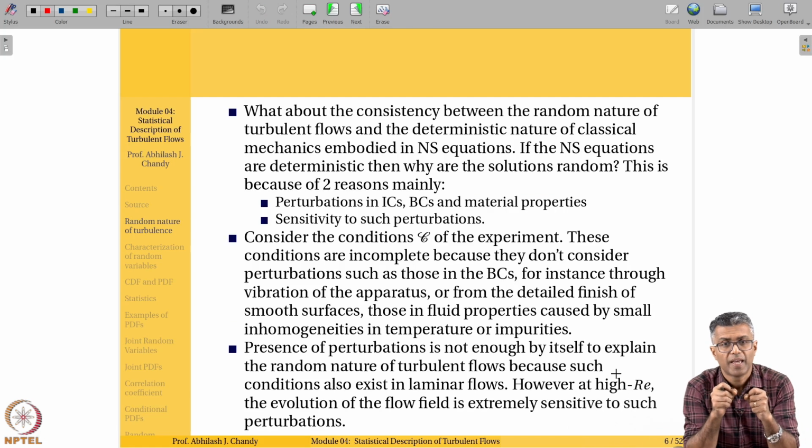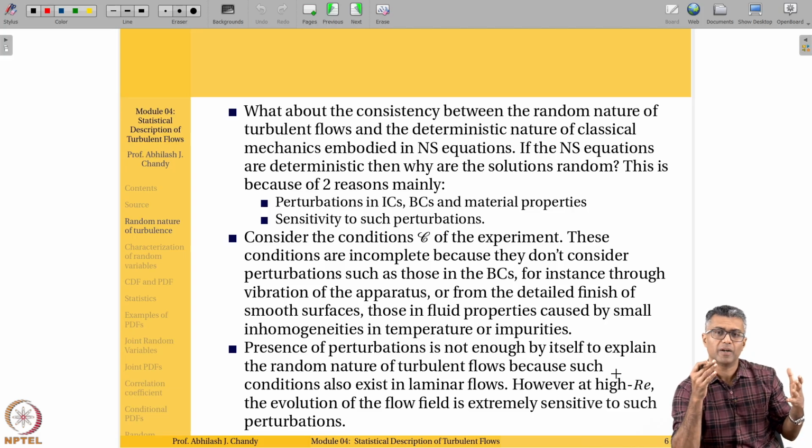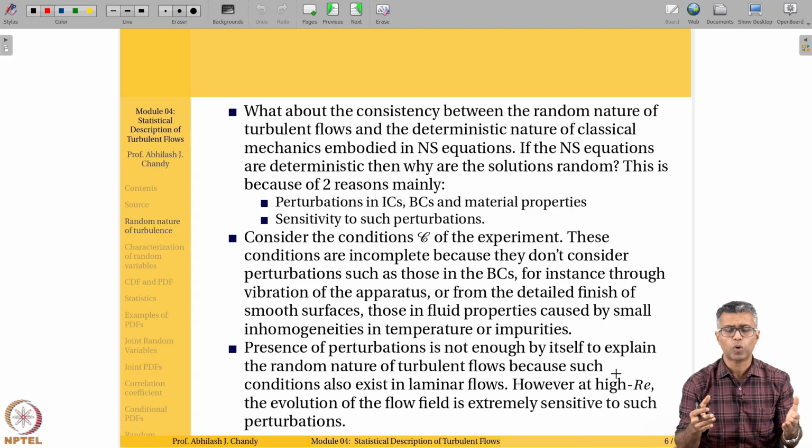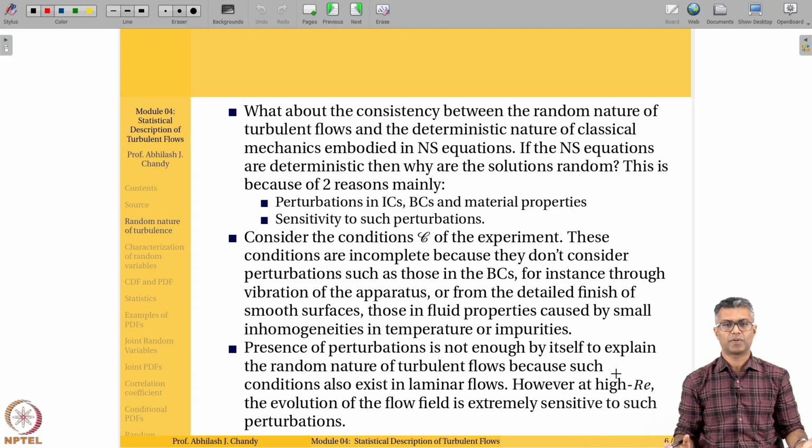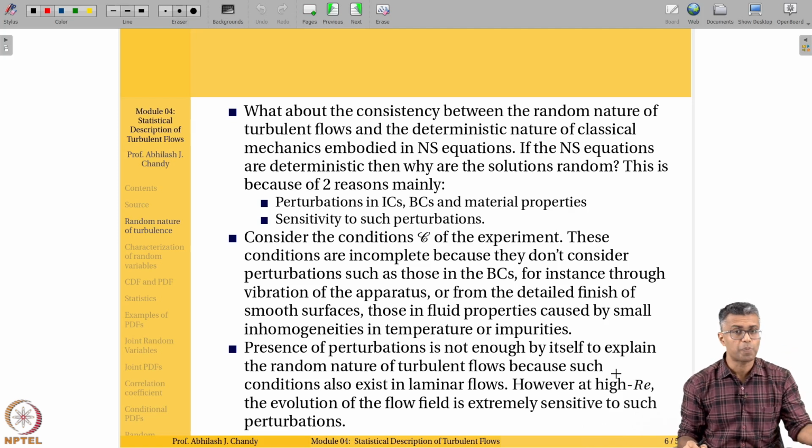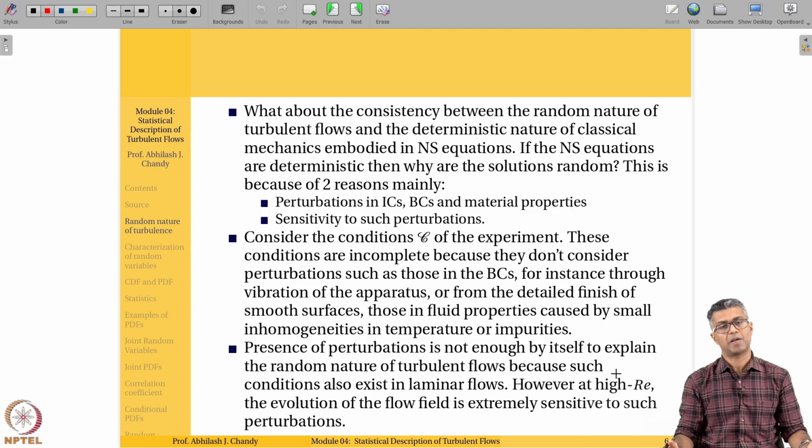So that's that. But now the inherent question is, and we've asked this question to ourselves multiple times, if it is so-called random, what is the consistency between the randomness of the turbulent flow and the deterministic nature of the Navier-Stokes equations? Because the Navier-Stokes equations are deterministic. If you solve the equations multiple times, just like you conduct the experiment multiple times, you should get the same answer, isn't it?